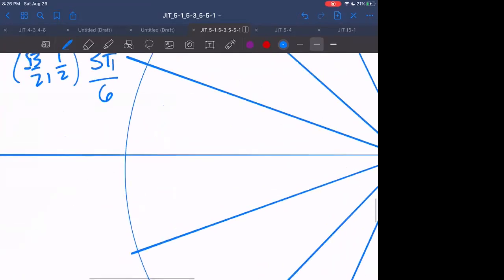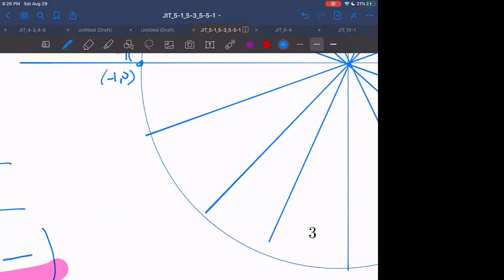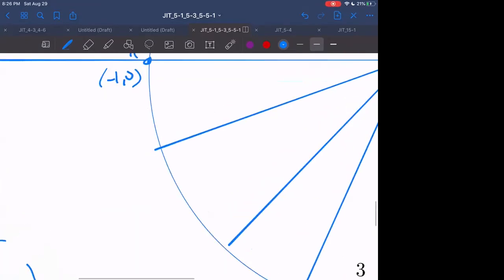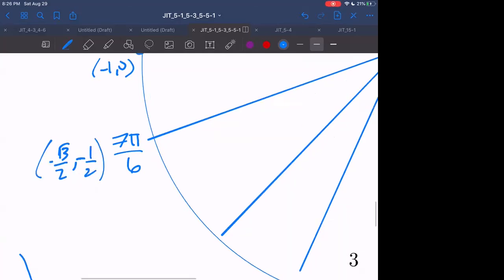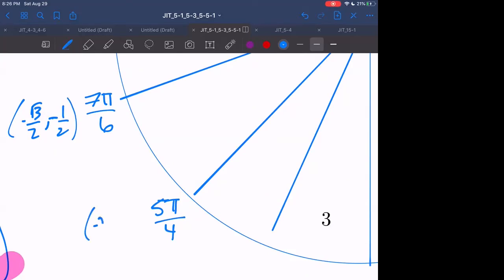Okay, for pi, we've got the point (-1, 0). All right, so now we're moving into quadrant 3, where both our cosine and our sine will be negative. So we've got 7 pi over 6, which is (-root 3 over 2, -1/2). We've got 5 pi over 4, which will be (-root 2 over 2, -root 2 over 2).